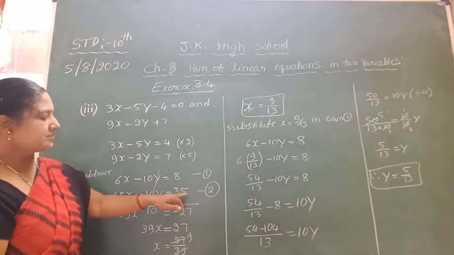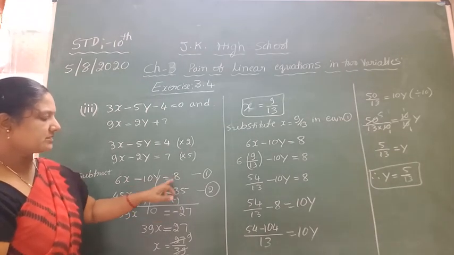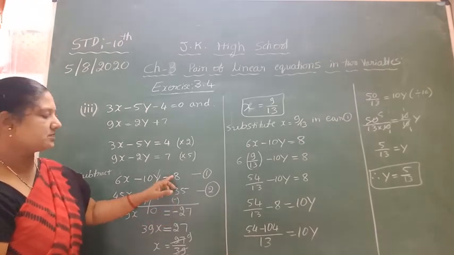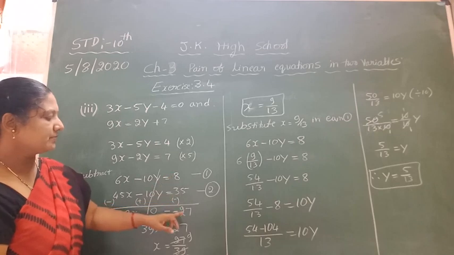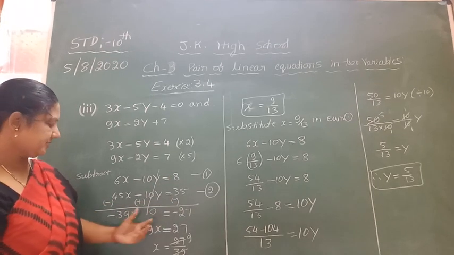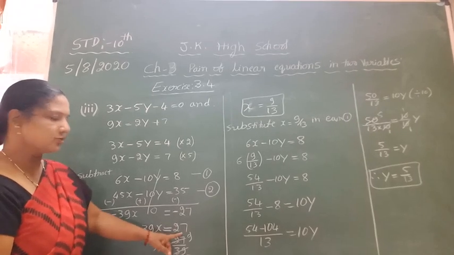So your minus 35 plus 8. If you subtract, the bigger number's sign is minus. From the bigger number, you have to subtract the smaller number. So minus 35 plus 8 is minus 27. Both sides have a minus sign, so it will get cancelled. So 39x is equal to 27.